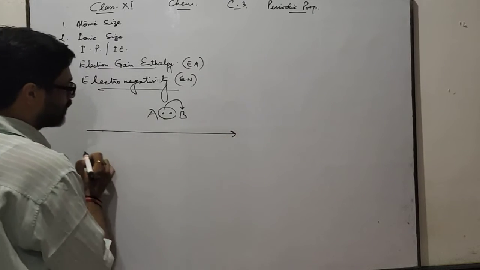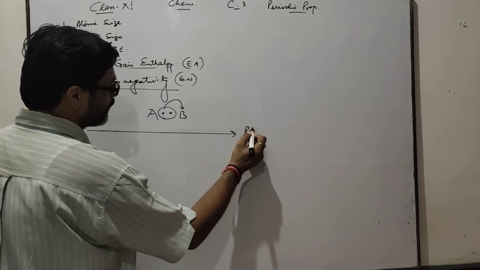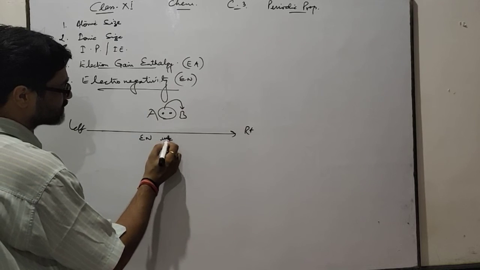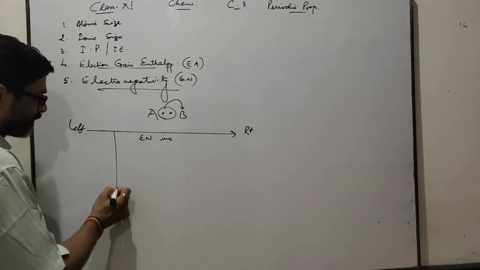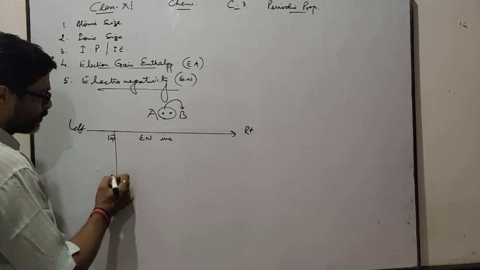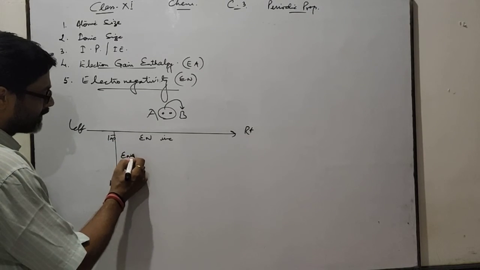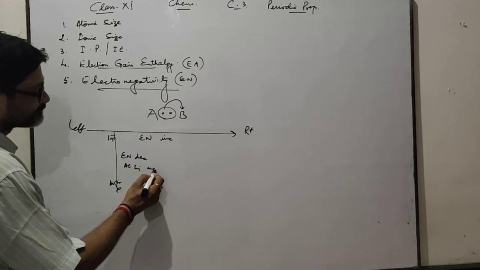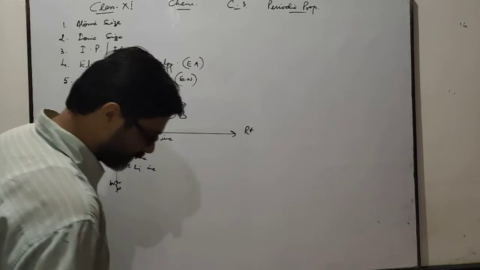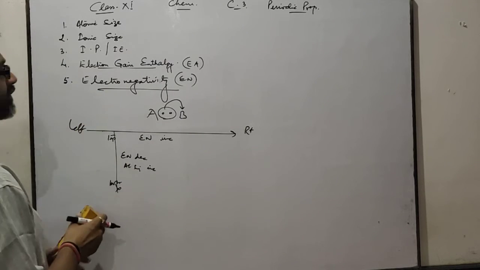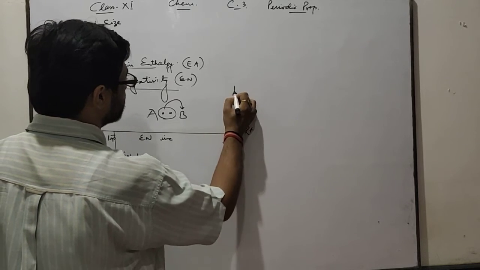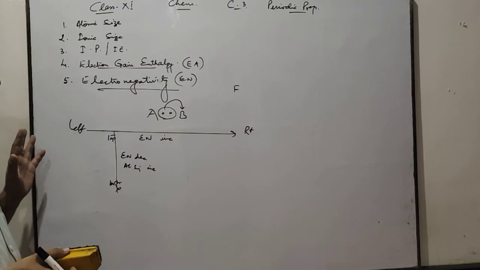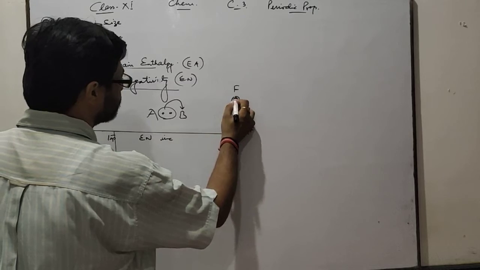Within any period on moving from left to right, like electron gain enthalpy and ionization energy, electronegativity also increases, opposite to atomic size. Within any group, on moving from top to bottom, what happens? Electronegativity decreases, because atomic size increases. This is about electronegativity. The electronegativity of halogens is very high. Fluorine has the highest electronegativity in the periodic table. Second one is oxygen.